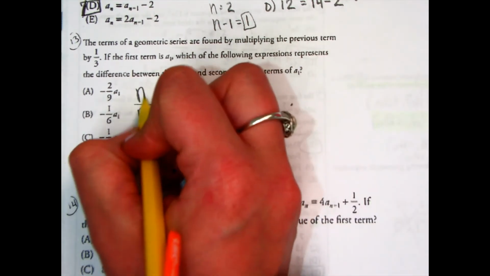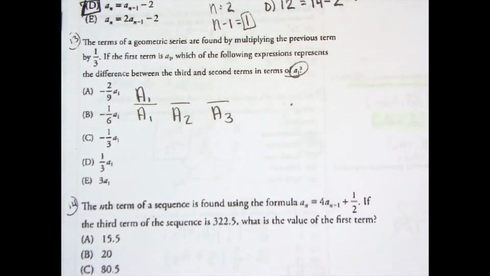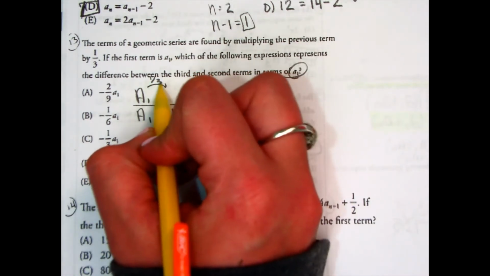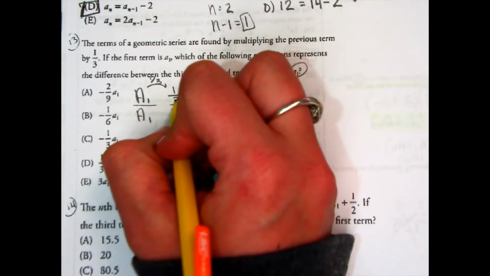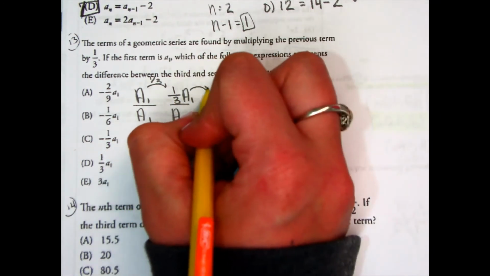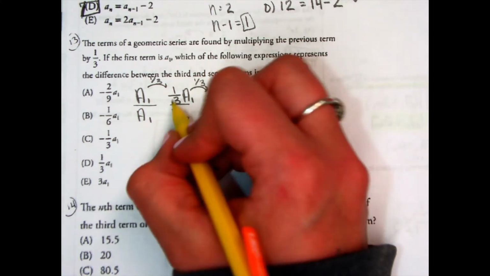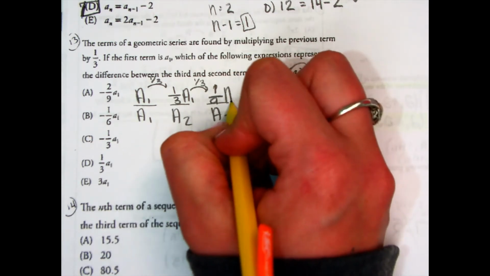Well, we're going to use a sub 1 because it says in terms of a sub 1. It's telling you to get from term to term, I multiply by 1/3. Well, if I multiply a sub 1 by 1/3, I get 1/3 a sub 1. To get to the next term, I would still multiply by 1/3. So I would get 1/3 times 1/3, which is 1/9 a sub 1.